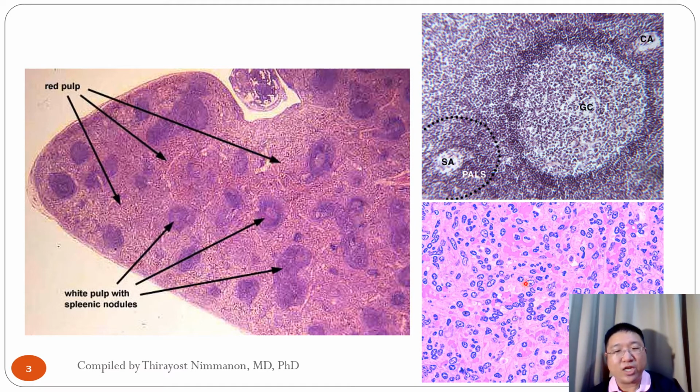We will see splenic cords. We will see a lot of red blood cells, white blood cells, macrophages. It is a zone for blood filtering. Our blood will be filtered through this area.